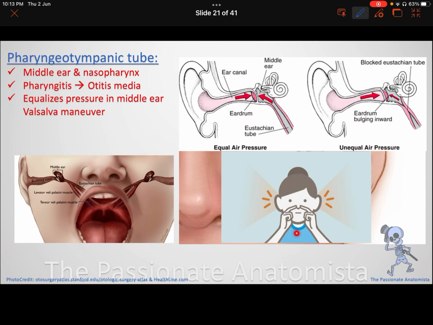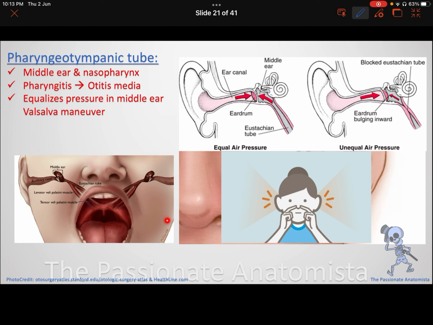This is exactly what I mean by this maneuver, and you can also do this by yawning. That will help these muscles to pull on the cartilaginous part and help in opening of the pharyngotympanic tube, so that you can equalize the pressure in this closed cavity to the atmospheric pressure outside.